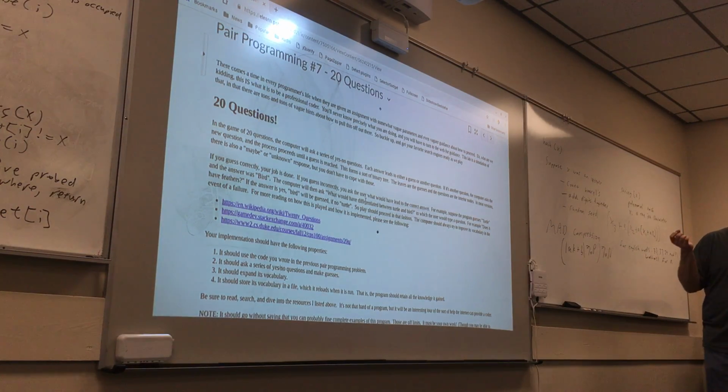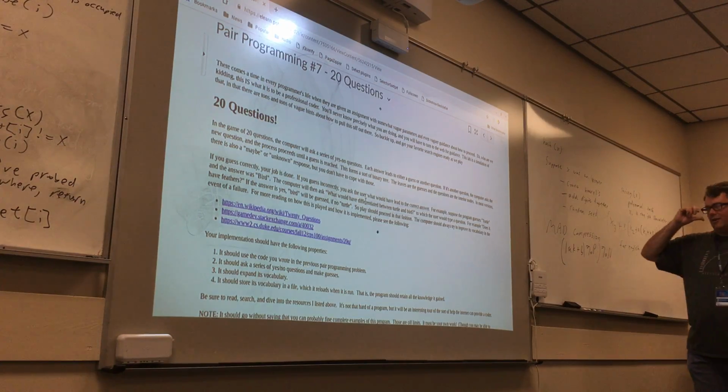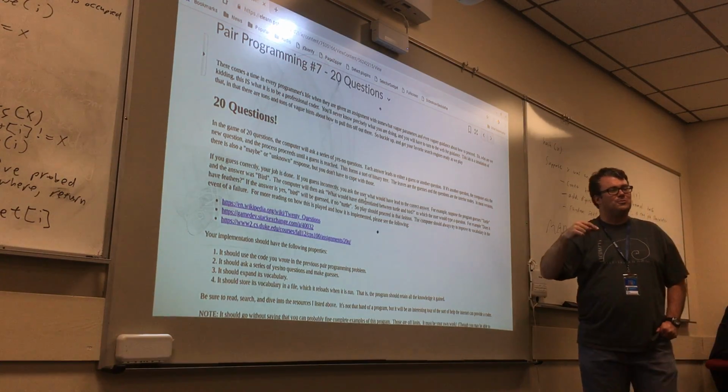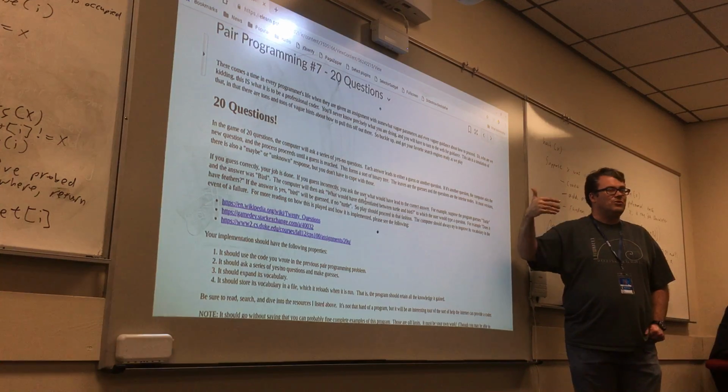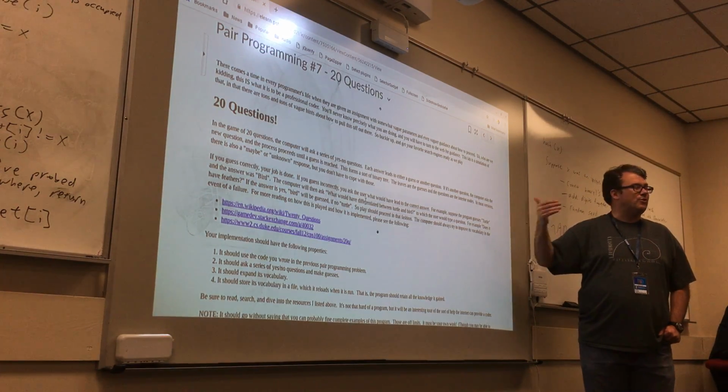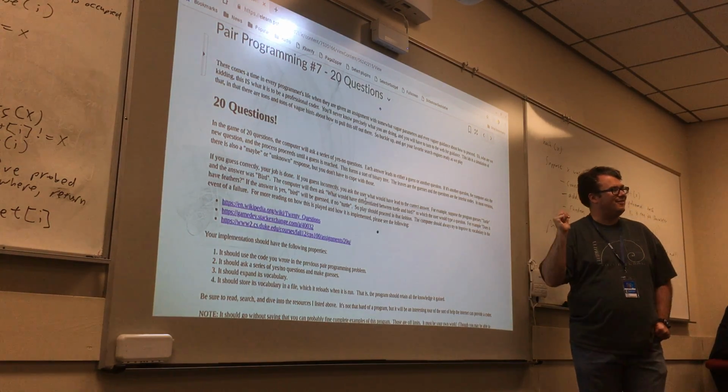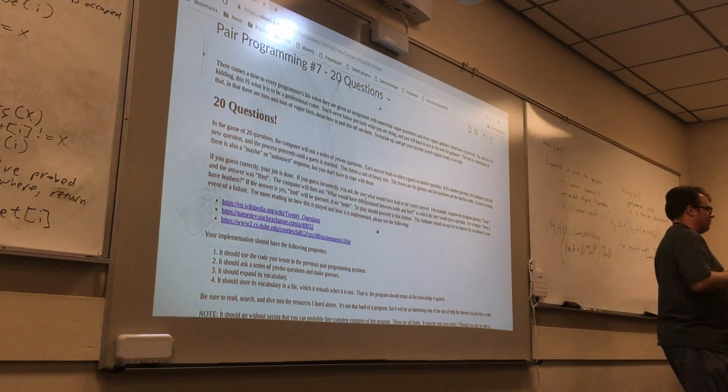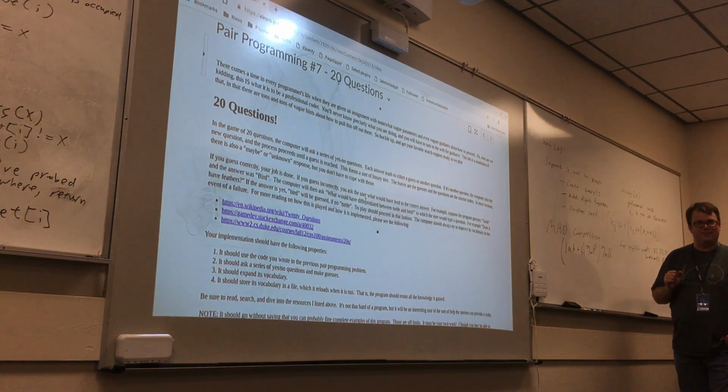Now the other part of it is it needs to store the results in a file. It needs to store its vocabulary in a file. So the code that you wrote in the first part is going to be used in this one, which is going to have your binary tree storage and loading. Right? It's also going to be used in the lab too. The last graded lab does that.